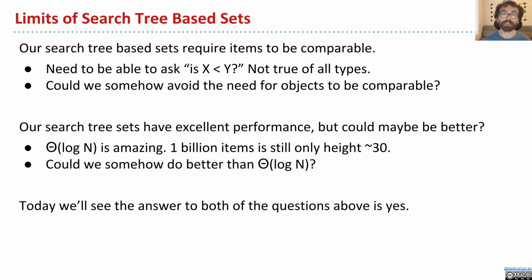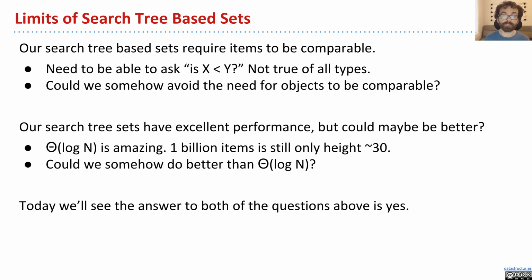So the first observation I'm going to make to raise one of these questions is that our search tree sets required our items to be comparable. So we need to be able to ask, for example, is x less than y to step through a tree? And that's not true of all types out there. Some types do not, in Java, for example, implement the comparable interface. So could we somehow avoid the need for objects to be comparable? Is that possible? Can we still do rapid finding when we can't do comparison?